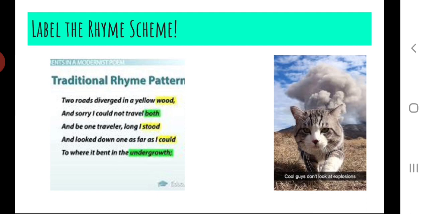Now you can look through, and anything that rhymes with wood will also be line A. Stood rhymes with would. Could rhymes with would. So all those will be line A. Next you have both. Both becomes a B. Both, undergrowth, that rhymes. They both end in oath. So your lines are A, B, A, A, B.